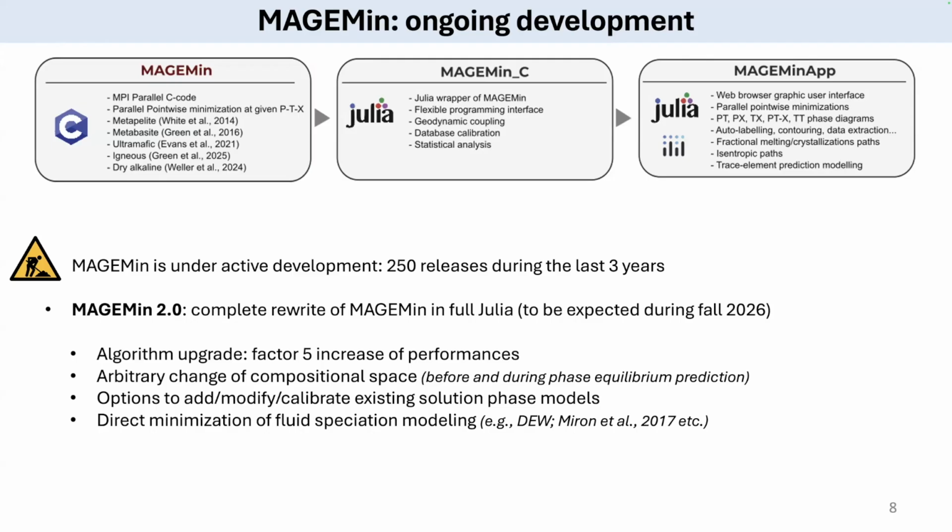And for some cases, it becomes quite tricky to boil down the number of components in the system, so we have to set them to a low value, and that's annoying. So this has been solved, and this will come by the end of the year. This will also come with the possibility to add, modify, and calibrate existing solution phase models.